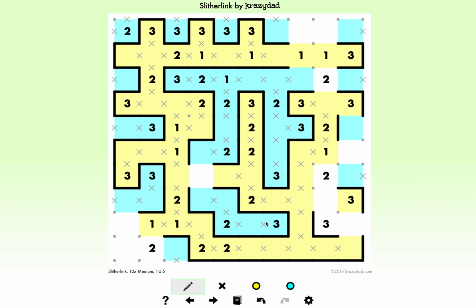And again, we can't close off this lake. We can't isolate it from the edge. So this is definitely going to be a blue.